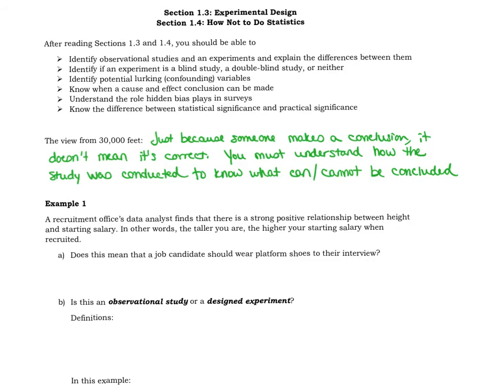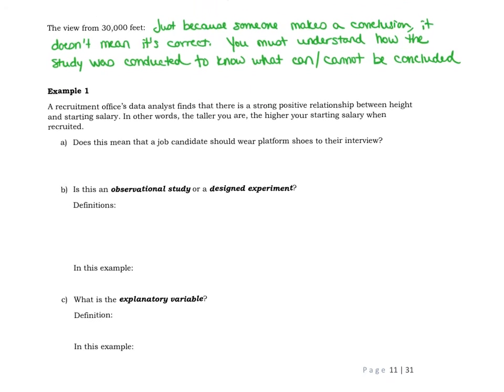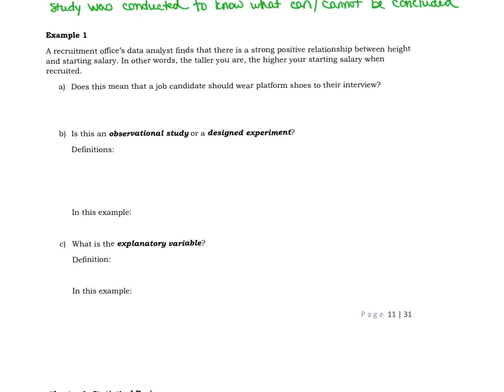All right, so let's take a look here at the first example. A recruitment office's data analyst finds there's a strong positive relationship between height and salary. So what this means is that the taller you are, the higher your starting salary when you're recruited. Would this then somehow mean that a job candidate should wear platform shoes to their interview? I would really question that. I certainly don't think that's going to be the case, but we'll talk about why.